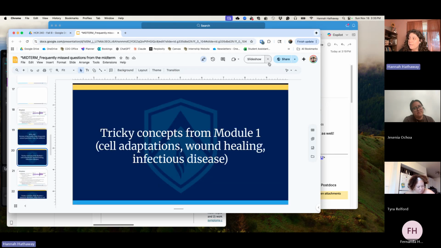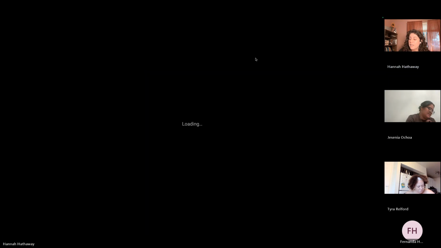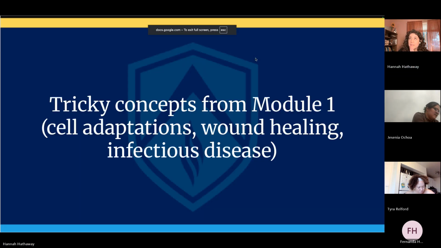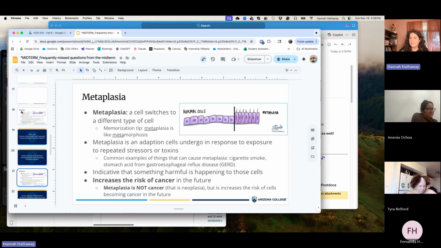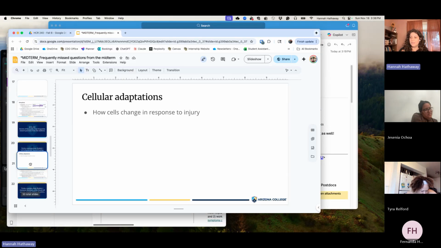So for module 1, I find module 1 to be a little bit more straightforward. It's a little bit more like vocab, so it's just kind of memorizing some of that vocab. I think where some of that gets confusing is with all those different types of cellular adaptations. And actually, let me back up to my slide with two words on it.